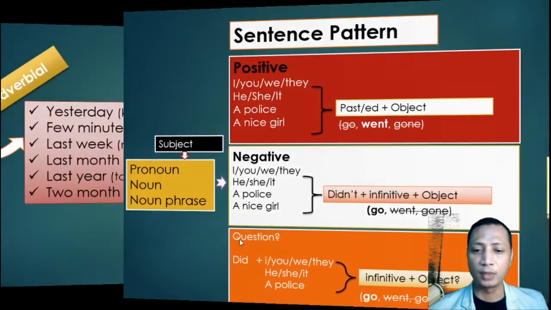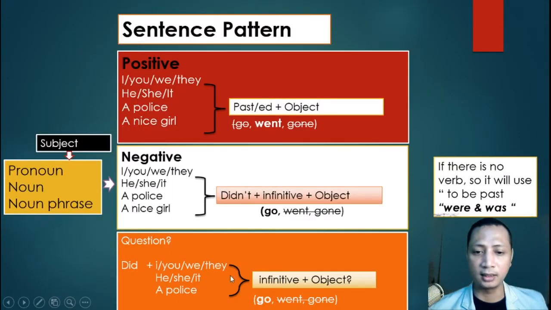Okay, and question as well. Take a look at the questions. We put did in front of the sentence. Here we put did, and after that the subject, and after that the infinitive of verb 1, and after that the object. So all the questions are similar, right?